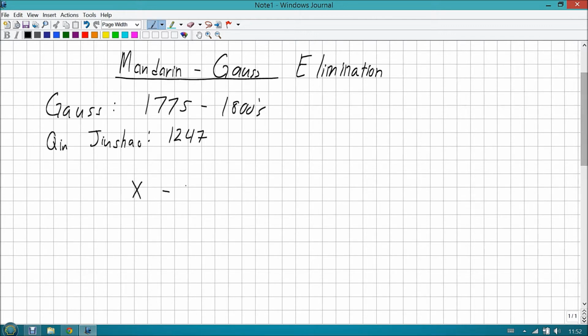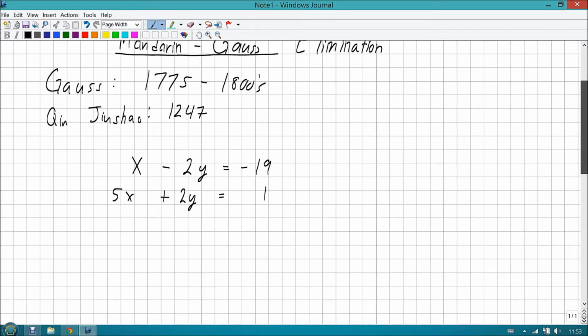Let's look at the system of equations. x minus 2y is equal to negative 19, and 5x plus 2y is equal to 1. Now, you'll note that I tried my best to line up the x's and the y's. This is a really good habit to get into if you're going to be using the elimination method. The reason being is that we want to eliminate every piece in its row.